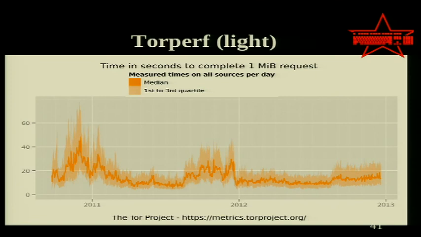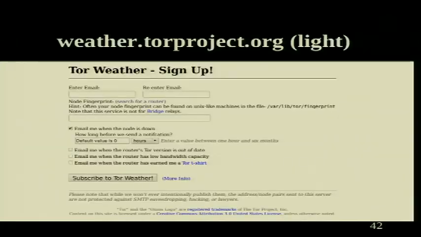Right now, we fetch a 1 megabyte thing, and we say that's sort of like a web page. Actually, web pages involve round trips and images and so on, so we're not actually accurately assessing the performance that a normal user would get from Tor.